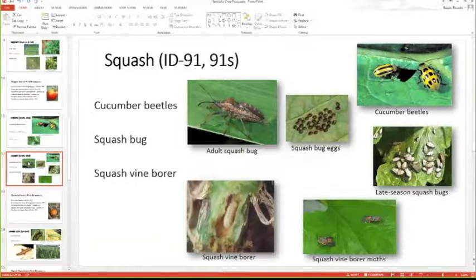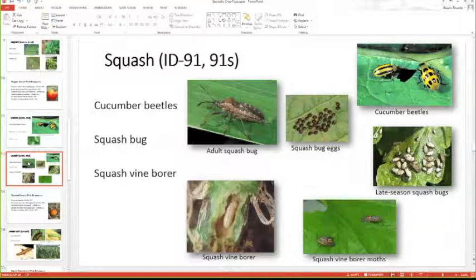So a lot of our control is targeting early in the season when the plants are small. It's easier to get good coverage with our insecticides. But you can see the different stages. We have the adult that overwinters, it lays the eggs. And then late in the season, you can see how the populations can build up, and you get these grayish, almost waxy-looking nymphs that can be covering the lower portions of the plant.